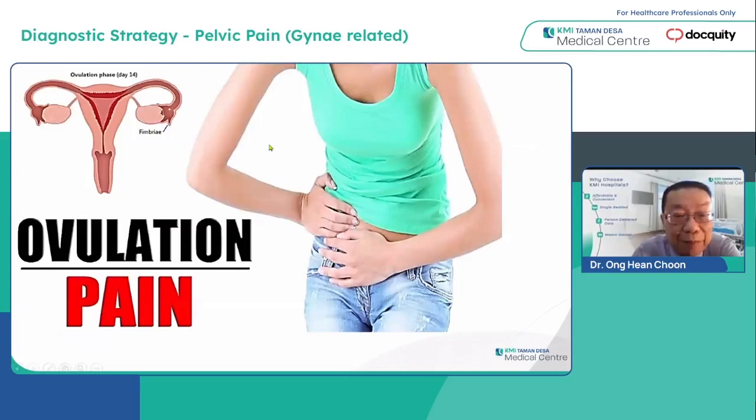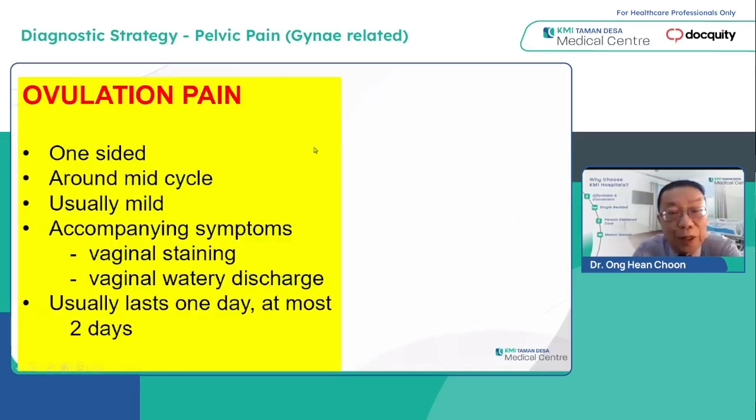Okay, let us start with some conditions so that I can give you some guide as to how you can actually dissect the pain. Ovulation pain, very common in women, coming to you pressing one side of the abdomen like that. Now, ovulation pain is usually one-sided because the ovaries ovulate one ovary at a time. It is typically mid-cycle or around the mid-cycle. In most of the patients, it is usually mild in severity.